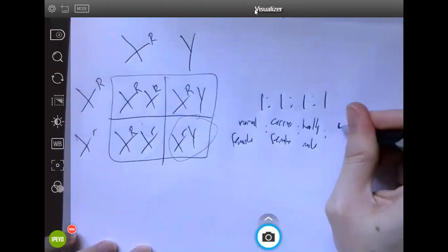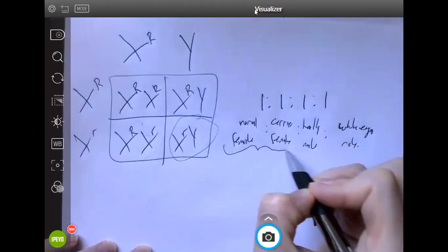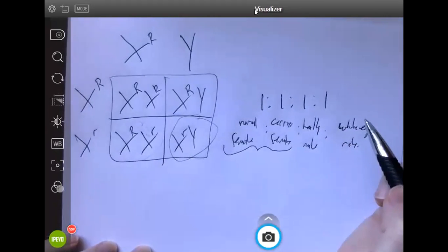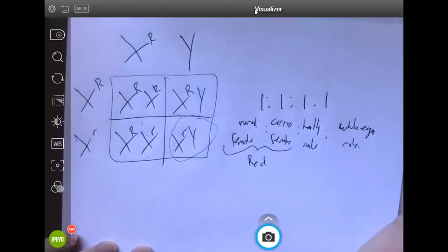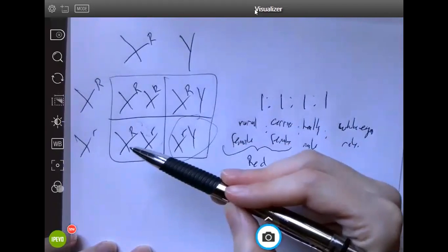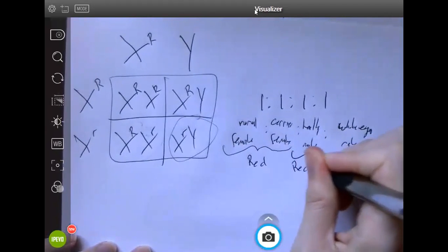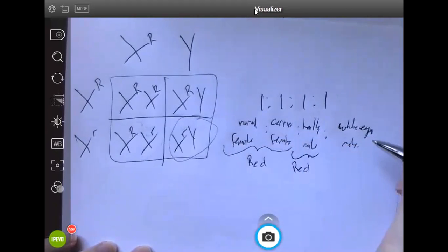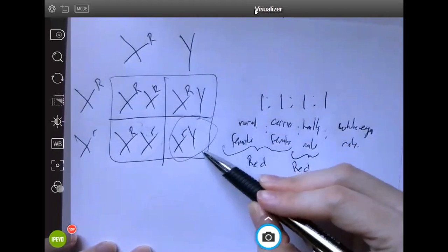one white-eyed male. So both the normal female and carrier female both still have the red eyes because they have that capital R. Our normal male still has the red eyes. And then we have this one guy with the white eyes.